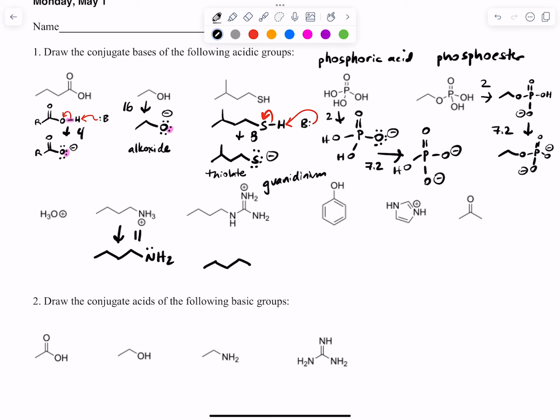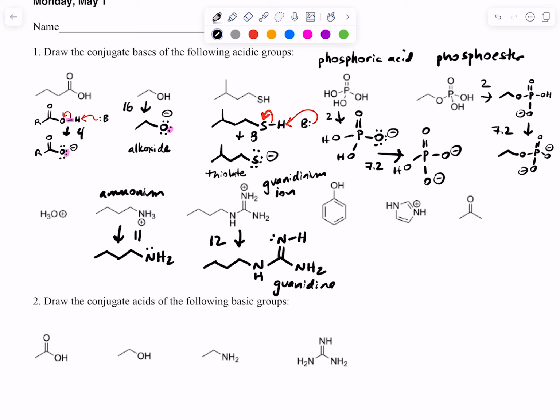So I would draw the conjugate base of the guanidinium by keeping everything the same, only there would just be 1 hydrogen on what used to be the positively charged nitrogen. This is called a guanidine functional group. That actually, the guanidinium ion shows up on your pKa table. What is it? 12, yeah. Okay, so which is a stronger acid, the ammonium ion or the guanidinium ion? Ammonium, yep, by a factor of about 10.